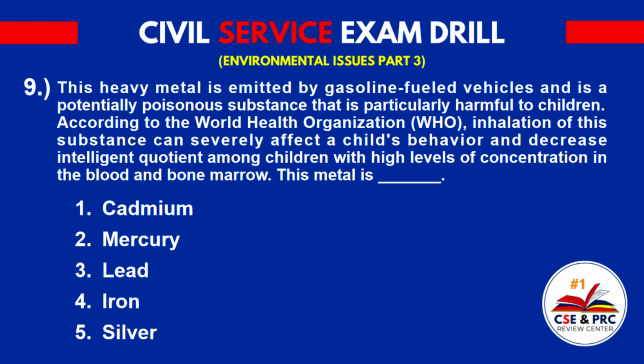Number 9, this heavy metal is emitted by gasoline-fueled vehicles and is a potentially poisonous substance that is particularly harmful to children. According to the World Health Organization, WHO, inhalation of this substance can severely affect a child's behavior and decrease intelligence quotient among children with high levels of concentration in the blood and bone marrow. This metal is 1. Cadmium. 2. Mercury. 3. Lead. 4. Iron. 5. Silver. The answer is 3. Lead.